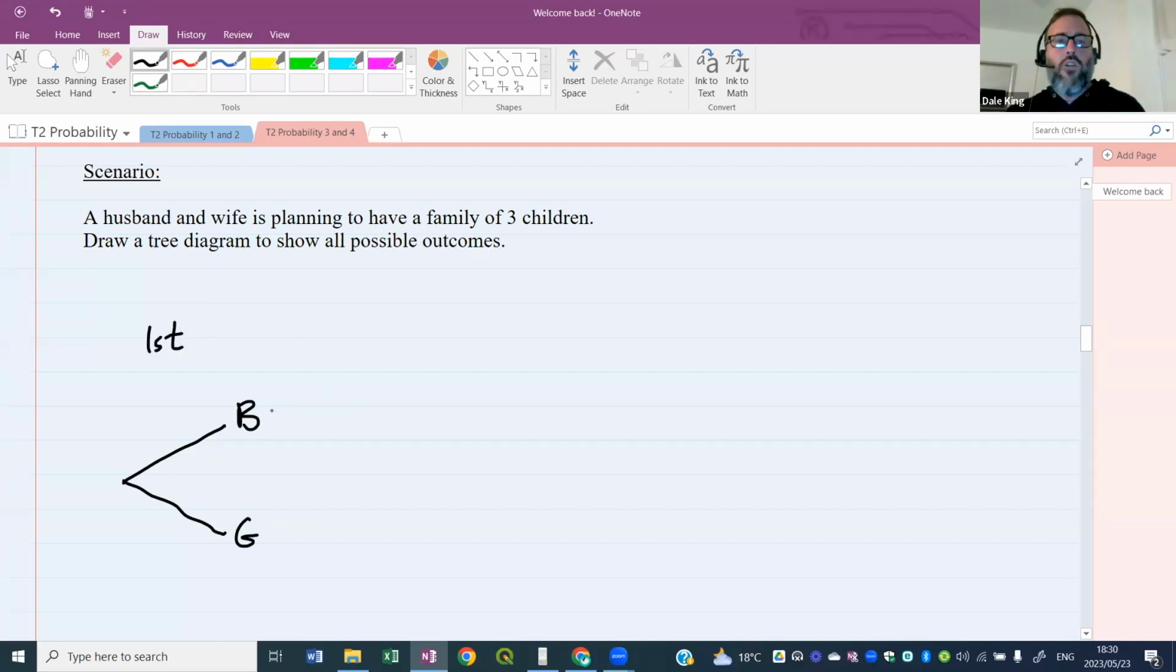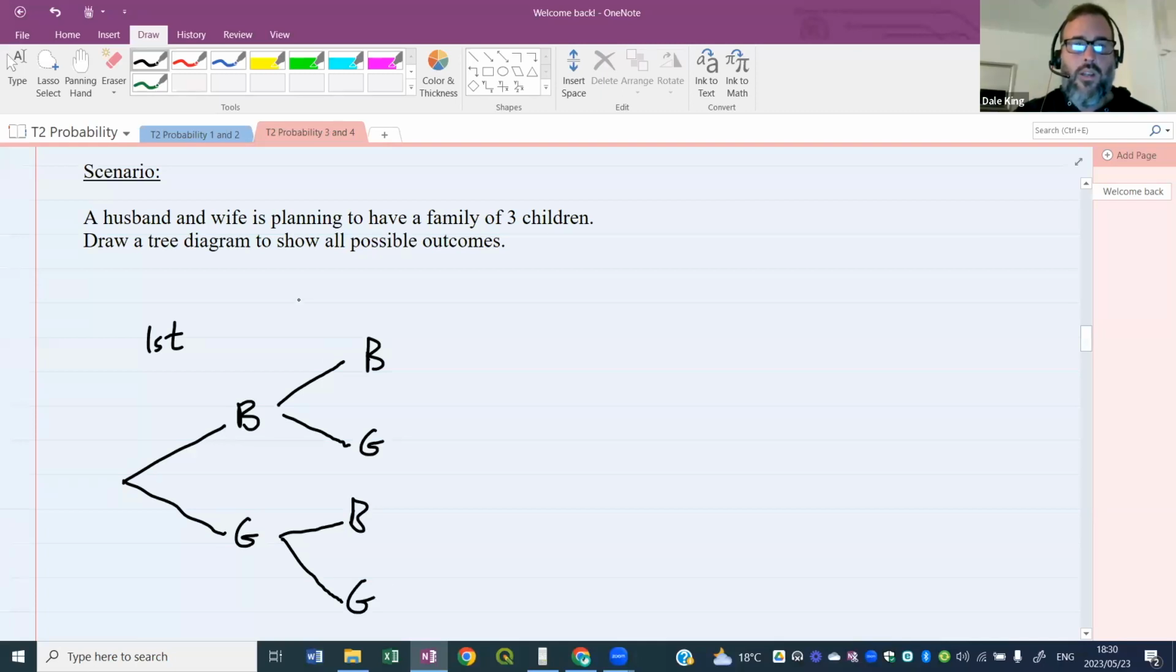Now, we're going to go to the boy branch of this first option here. You can have a boy for your first child. Then when you have the second child after that boy, again, you have two possibilities: a boy or a girl. Right, let's go down to the girl branch. If you have a girl first, and then you have a second child, again, there are two possibilities for the second child, a boy or a girl. This is the second child.